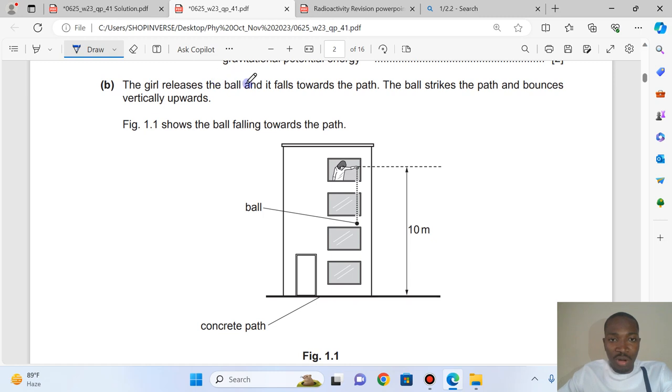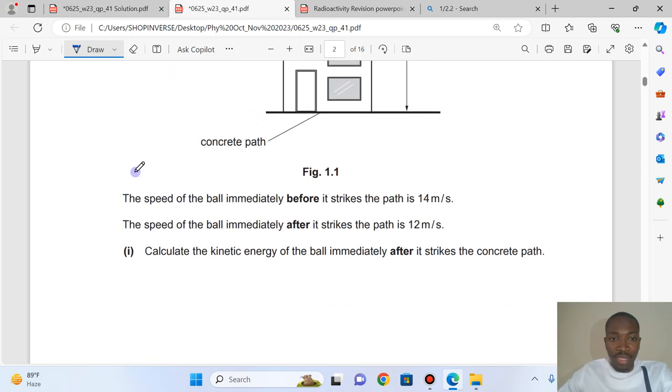The girl releases the ball and it falls towards the path. The ball strikes the path and bounces vertically upwards, okay? The speed of the ball immediately before it strikes the path is 40 meters per second. This is the initial speed, 40 meters per second. The speed of the ball immediately after it strikes the path is 12 meters per second. This is the final speed, okay? Calculate the kinetic energy of the ball immediately after it strikes the concrete path.